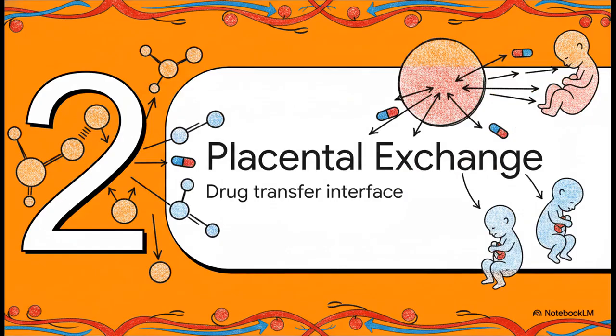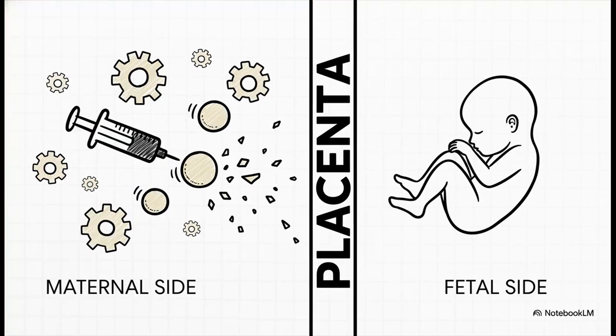Moving right along to Section 2, Placental Exchange. Let's transition away from maternal hemodynamics and look at the primary interface between our drugs and the baby, the placenta. While most volatile agents and IV induction drugs cross the placenta like it's not even there, you really need to know your exceptions. Here's a classic exam favorite that's also super relevant clinically.